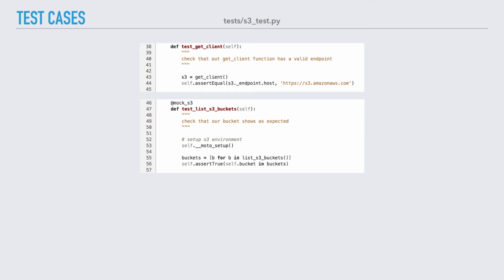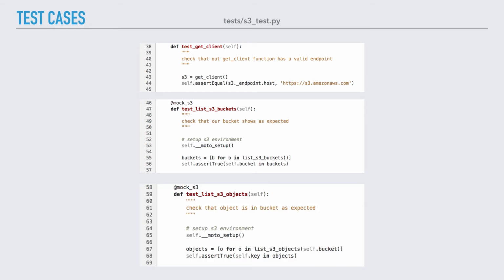Notice how test list S3 buckets is decorated with mock S3. As mentioned before, this will force my Boto calls to hit my mocked environment rather than Amazon. Within the function, before utilizing my project's function, I run the Boto setup method. Recall this populates my mocked S3 environment with the bucket and object. Now that the S3 environment is set up, I will use my list S3 buckets function and store each result in a list named buckets. Using unit test's assert true method, I'm going to verify self.bucket, which is a constant variable defined in setup, is within the returned list of buckets. If it is, this test case will pass.